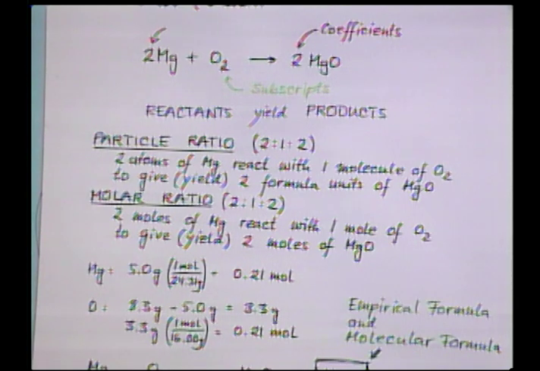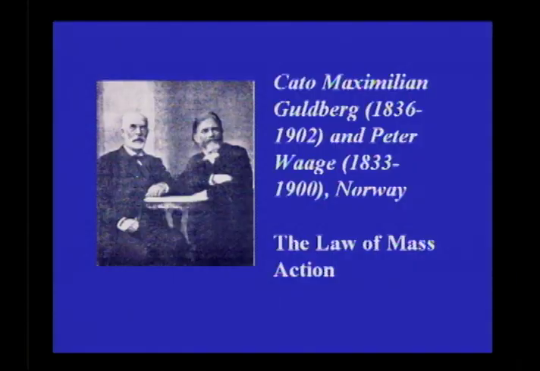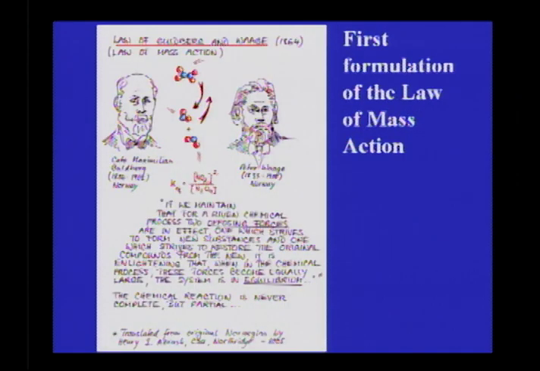Now we come to something very interesting, the so-called law of mass action by Cato Maximilian Guldberg and Peter Waage. They are both Norwegian, and they studied forward and reverse reactions or backward reactions, and were the first to formulate the so-called law of mass action.